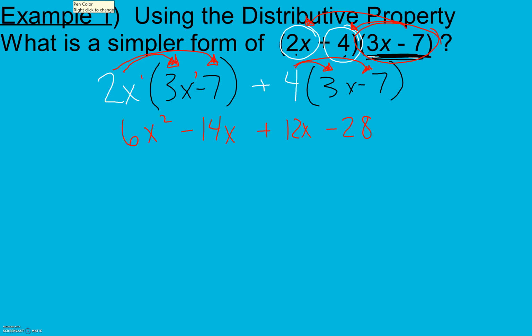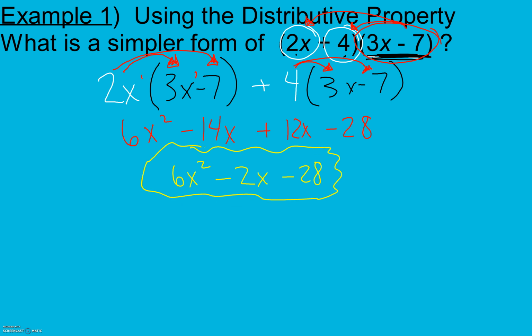Our final steps then are to combine any like terms that we have, and make sure it's written in standard form. And here it is. There's nothing else I can combine. I have a quadratic term, a linear term, and a constant term. They're in decreasing order, and all like terms have been combined.